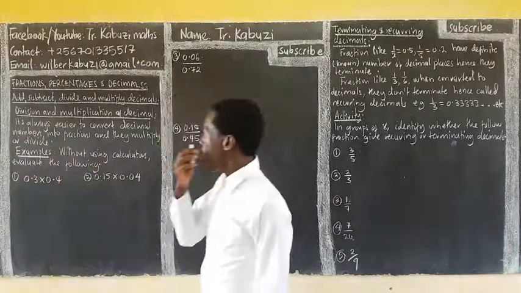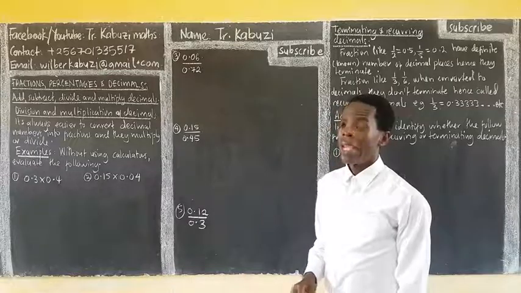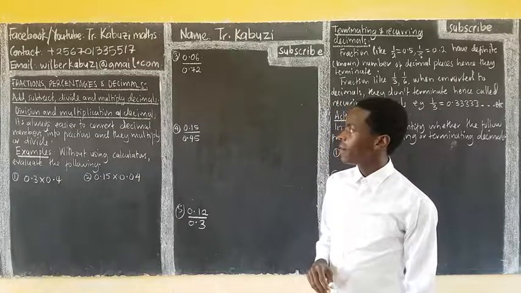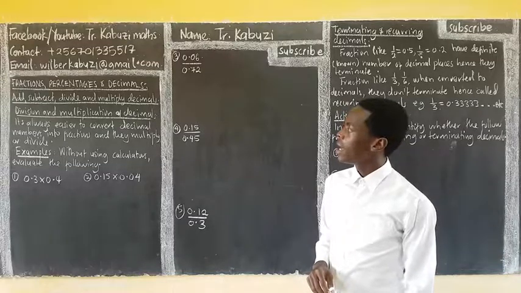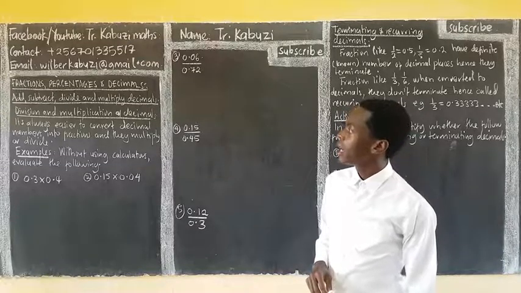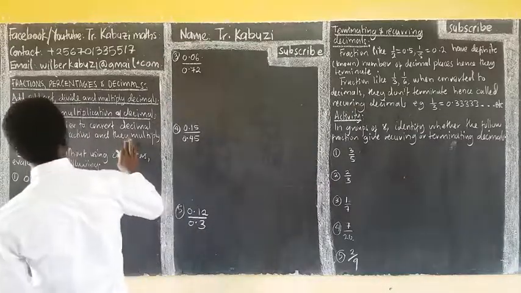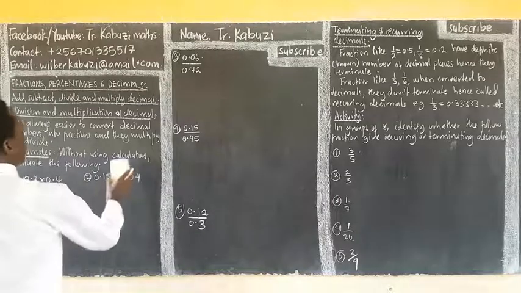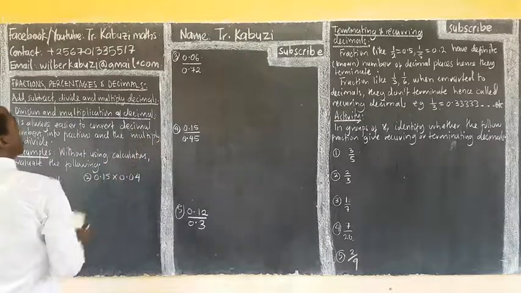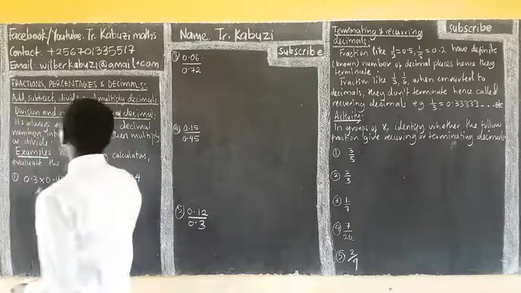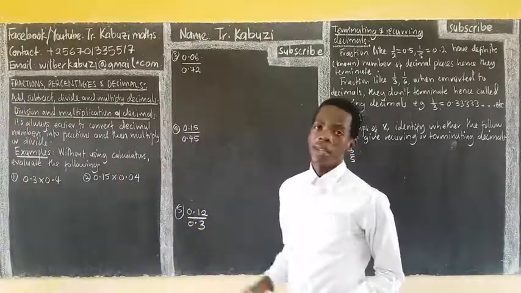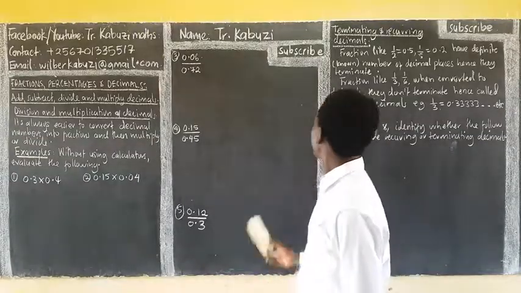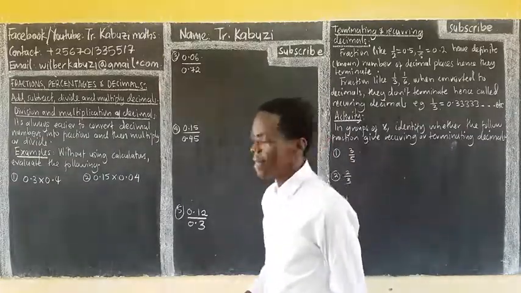Now we are going to see how we multiply and divide decimals. It's always easier to convert decimals into fractions, and then we multiply or divide. We saw how we convert decimals to fractions in our previous lessons. So now we are going to handle this, then we shall see the last part after.